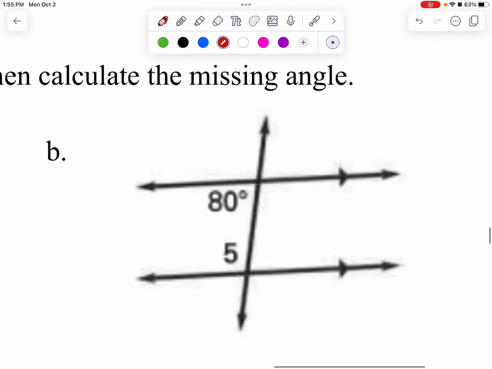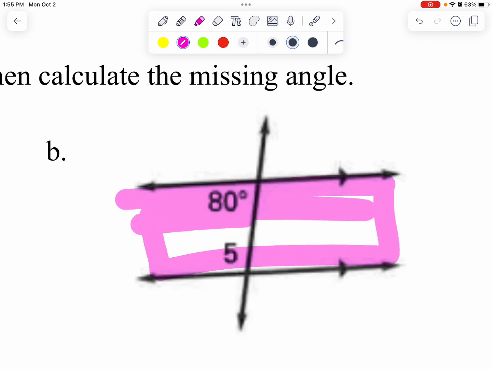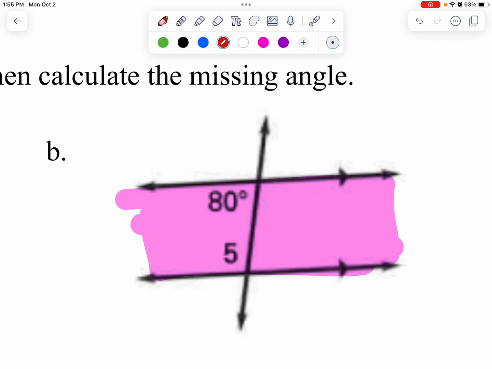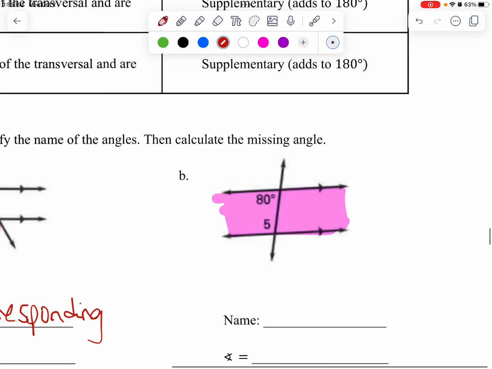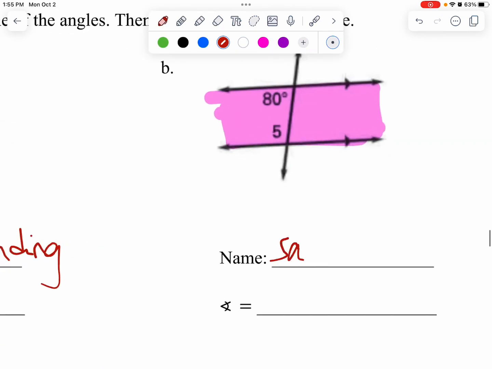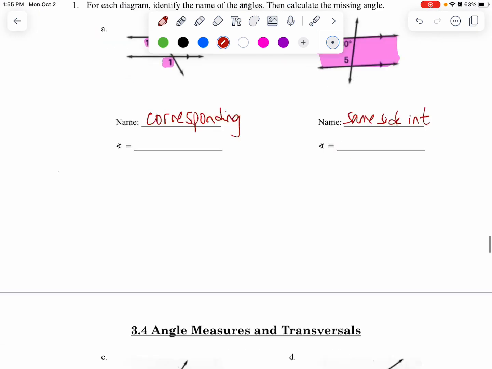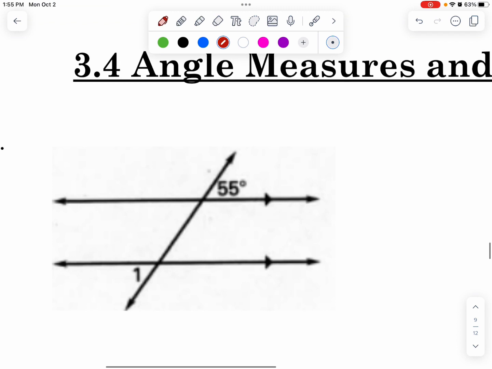Let's just practice naming them real quick. They're both interior, so that's good, and it looks like they are on the same side of the transversal. They're both on the left. So it's going to be same side interior. That's how we're going to name this one. I'll fill in the angle measure in a second. Let me just do a couple more.